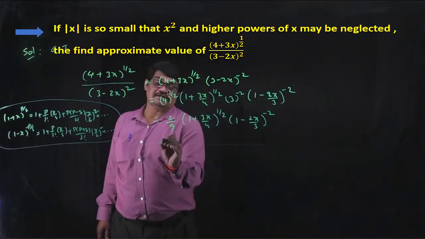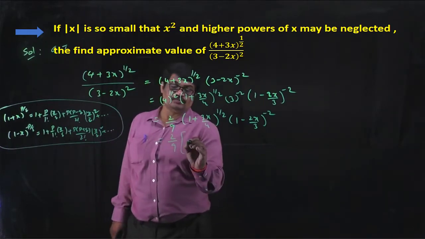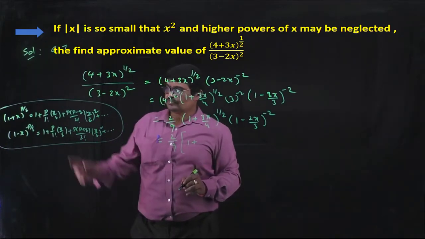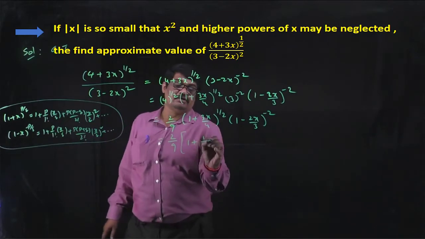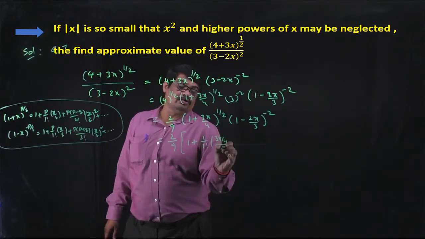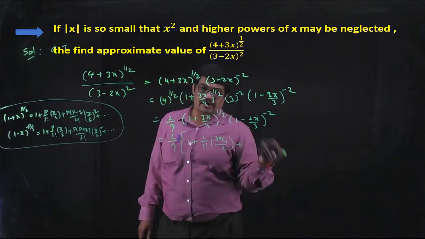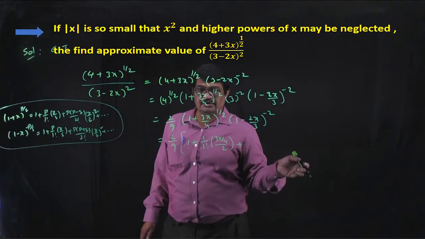Now we are expanding this one, 2 by 9. Here this expansion is 1 plus, what is p? p is 1 by 1 factorial into x by q, 3x by 4, and q is 2. Next term, that is the x square term. x square and higher terms are neglected.